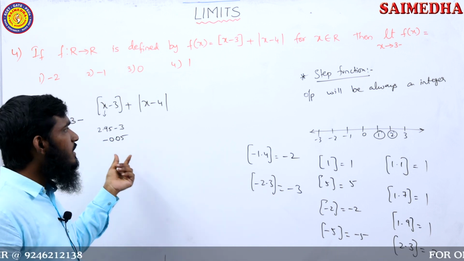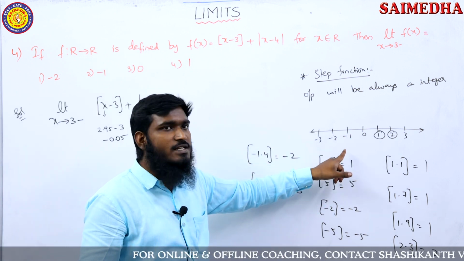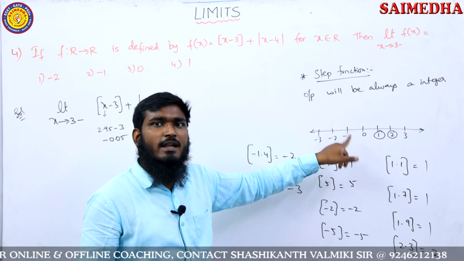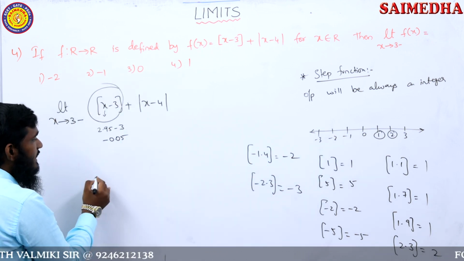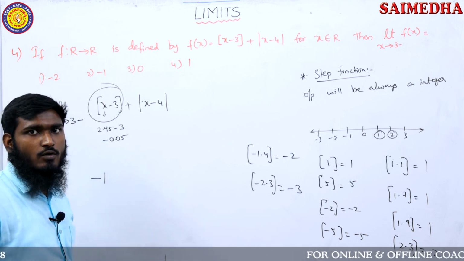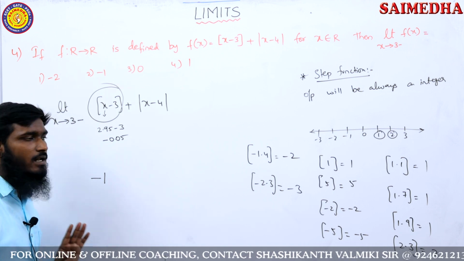So minus 0.05 actually lies between 0 and minus 1. Between 0 and minus 1, what is the left number? The left number is minus 1. So for this complete part, we get the answer minus 1. We have to take the left number.